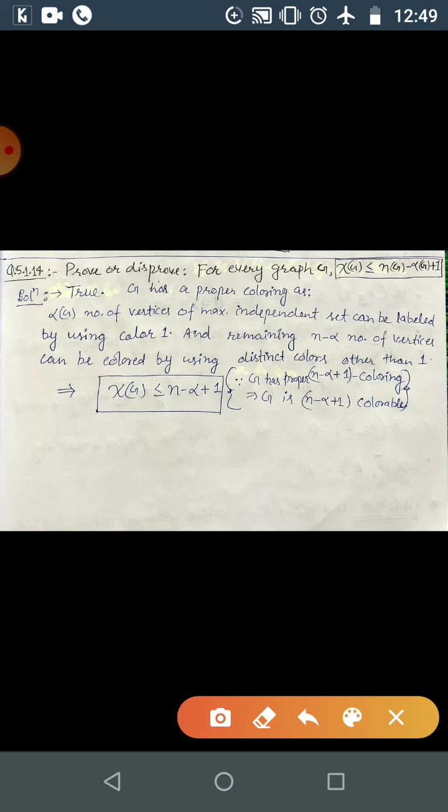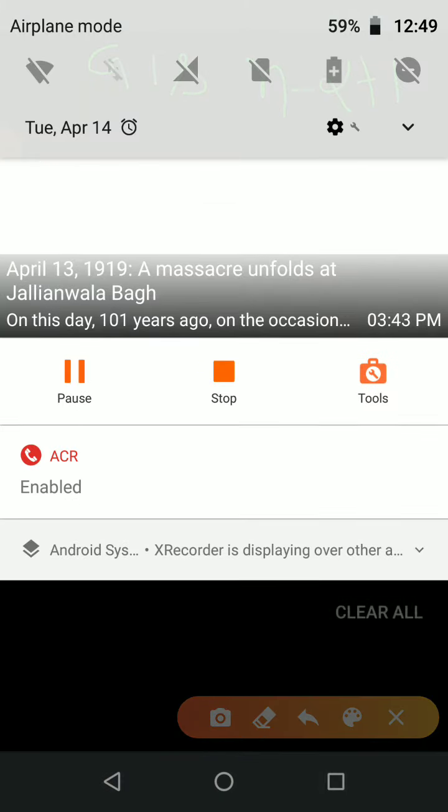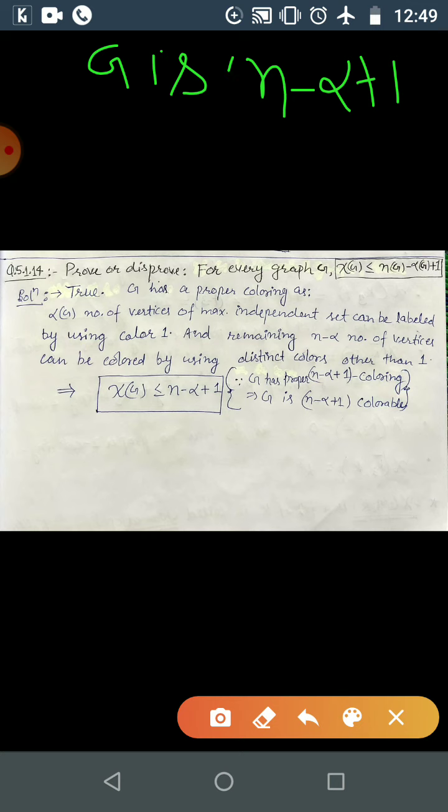Okay, so we will be showing that G is K colorable, where K is n minus alpha plus 1. So G is this much colorable. Sorry for that. Yes, this much colorable, we will be showing this one.